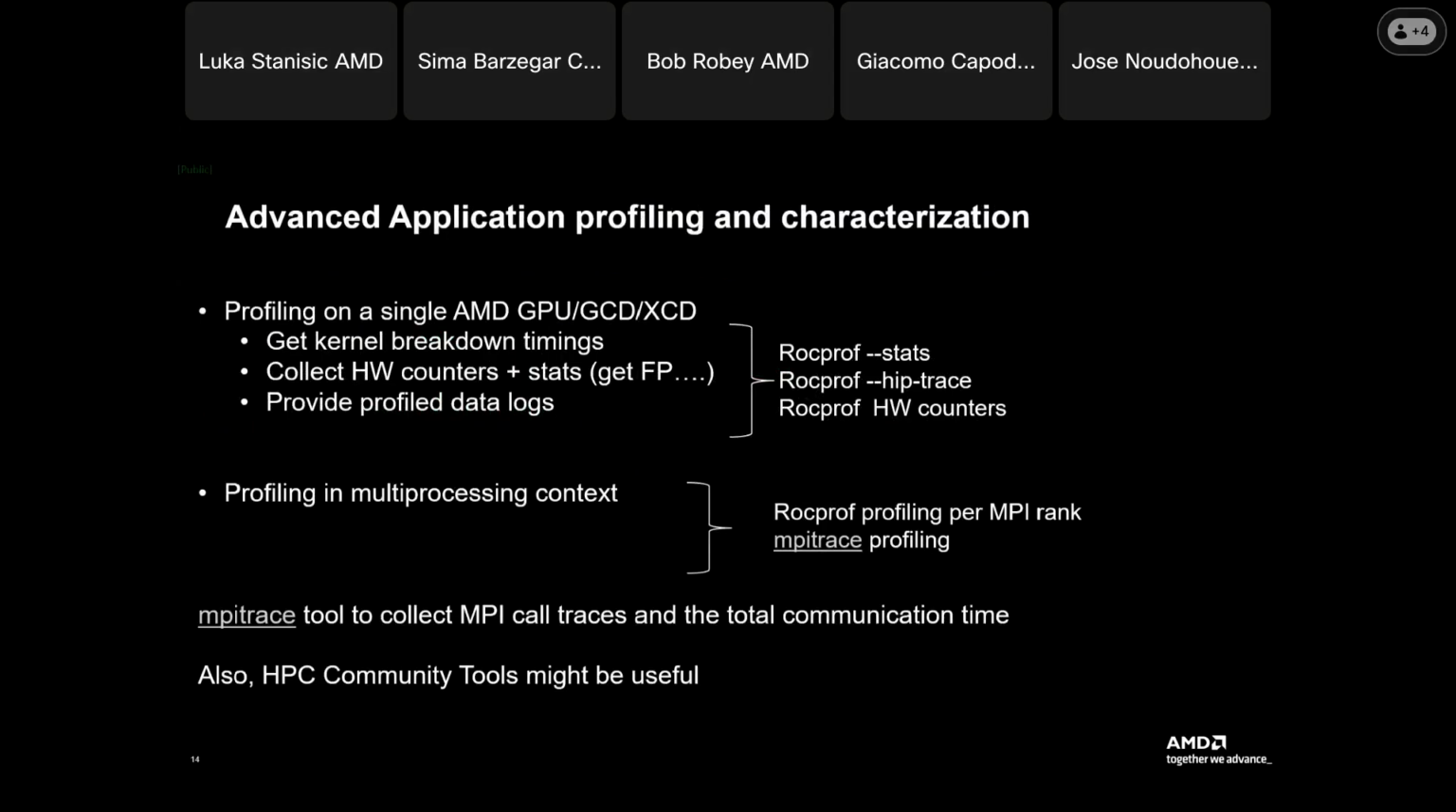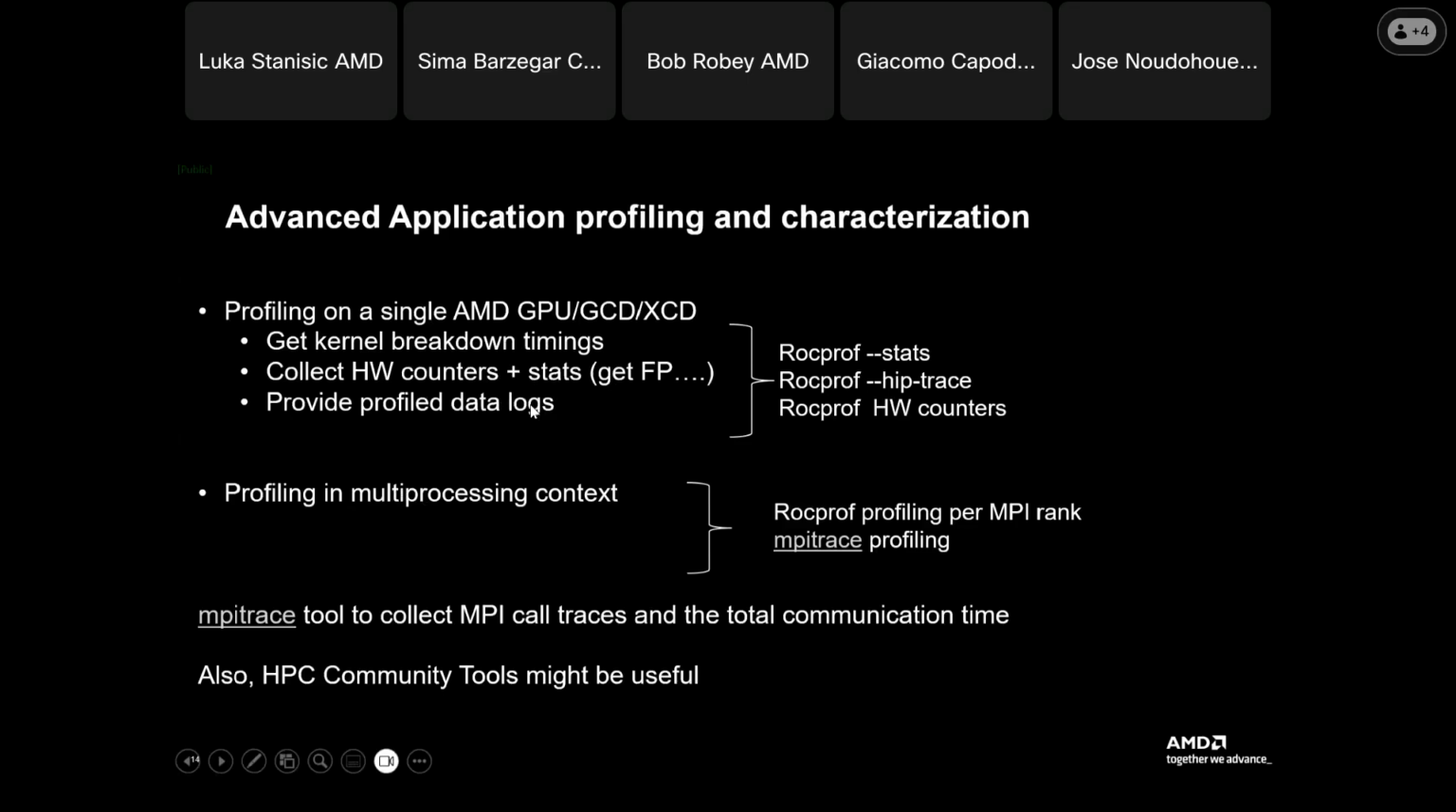So that is where you will get the kernel background, and a kernel breakdown of timings. You can collect hardware performance counters plus statistics. You can get all these logs. When you are doing this, you need a tool. That is where you need something like rocprof, and HPC community tools. With rocprof, for example, you can use the stats, you can use heap trace, you can do hardware counters, as we learned from Luka's presentation. And then you can go after doing a single AMD GPU's profiling and analyzing this data.